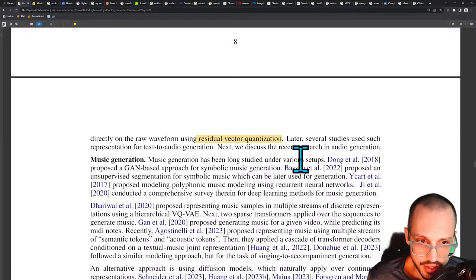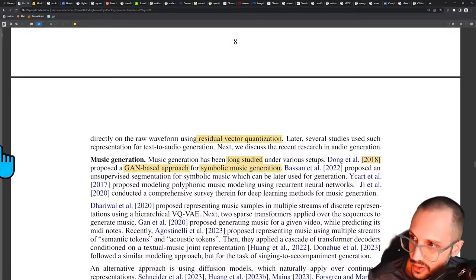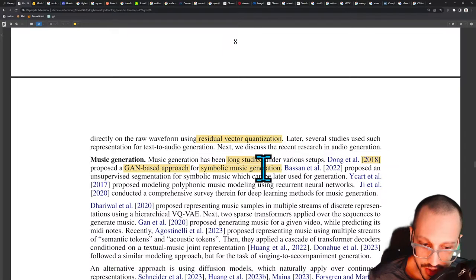Music generation has been long studied. 2018 paper. I like how long studied means 2018. That's the level of machine learning research speed, that a 2018 paper is considered ancient. So people have been doing GAN-based music generation, symbolic music generation. I think one of you guys was talking about MIDI files. I think symbolic music generation is MIDI files. Proposed an unsupervised segmentation for symbolic music, which can then be used for generation. Modeling polyphonic music. I don't know what polyphonic music is. Maybe multiple instruments or something.